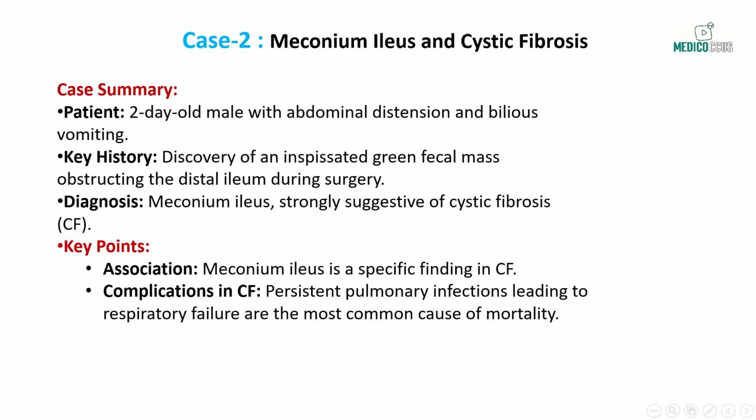In CF, the most common cause of mortality is recurrent pulmonary infections leading to respiratory failure. Beyond recognizing the clinical presentation, it's essential to understand the underlying genetic defect in CF and how it leads to multisystemic manifestations, including pancreatic insufficiency and malabsorption, all of which are important for the step 1 exam.